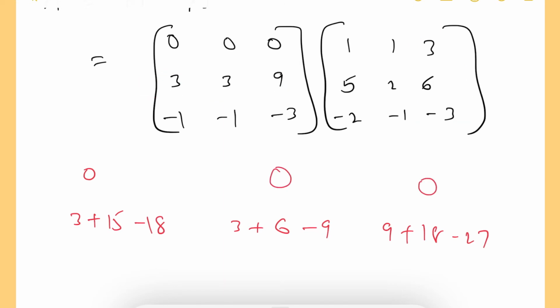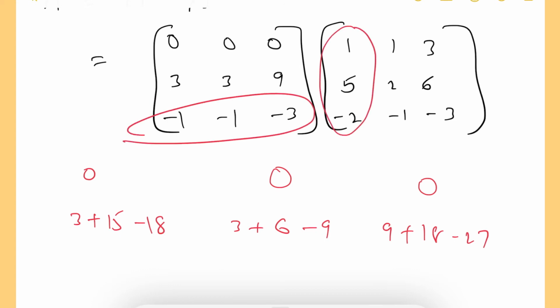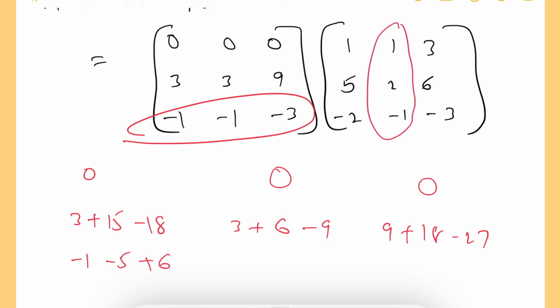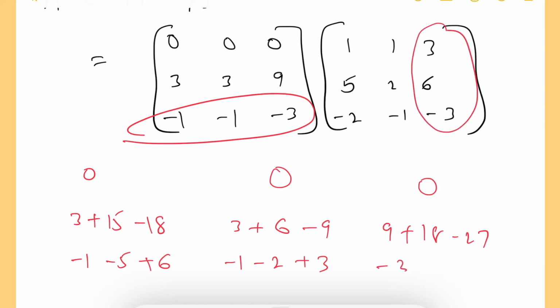Now let's move to the third row. Third row into first column. Minus 1 into 1, minus 1. Minus 1 into 5, minus 5. Minus 3 into minus 2, plus 6. Next, second column. Minus 1 into 1, minus 1. Minus 1 into 2, minus 2. Minus 3 into minus 1, plus 3. Next, last column. Minus 1 into 3, minus 3. Minus 1 into 6, minus 6. Minus 3 into minus 3, plus 9.